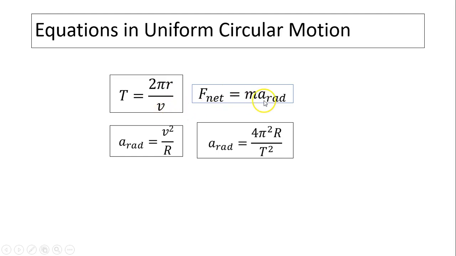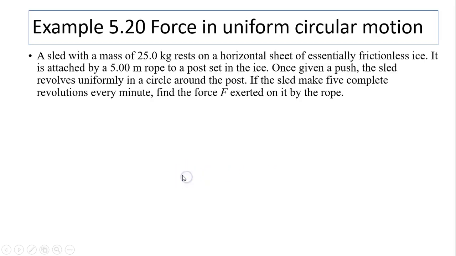F net is m times a rad. A rad is the same as centripetal acceleration. A rad also equals v squared over r. You can derive this equation. Take a look at your textbook, it shows you how to derive this equation. And if we substitute T equals 2 pi r over v and v equals 2 pi r over T, we can get a rad equals 4 pi squared r divided by T squared.